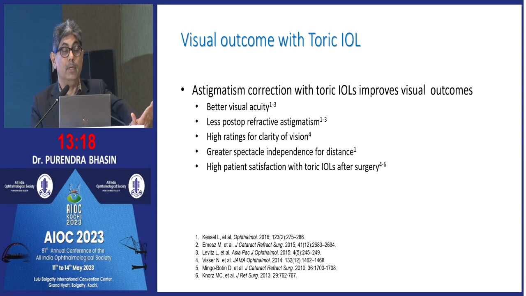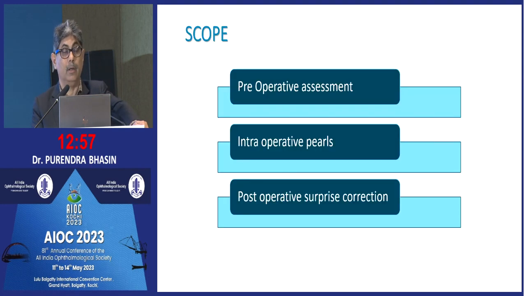So regarding visual outcome with toric IOL, various studies have proved it to be the best, and there is better visual acuity, less post-op refractive astigmatism, high ratings for clarity of vision, greater spectacle independence for distance, and high patient satisfaction with toric IOLs. So all the studies have proven this till now.